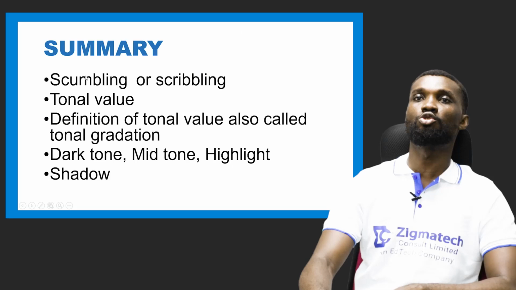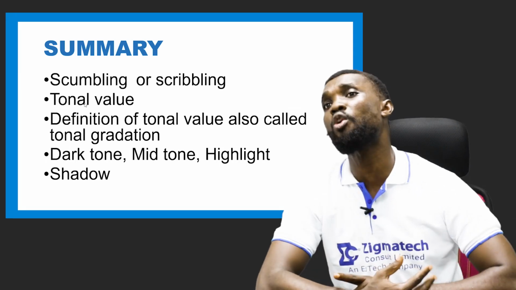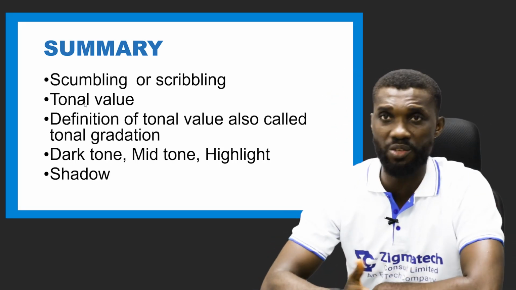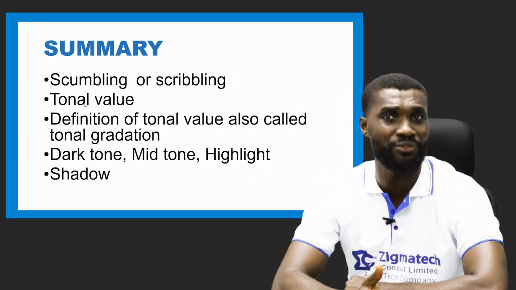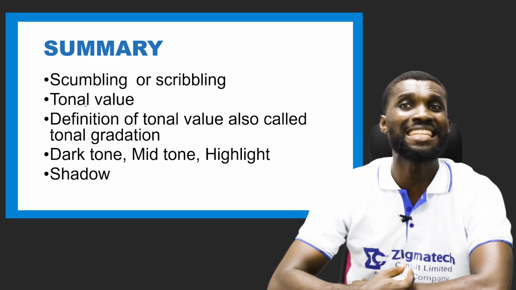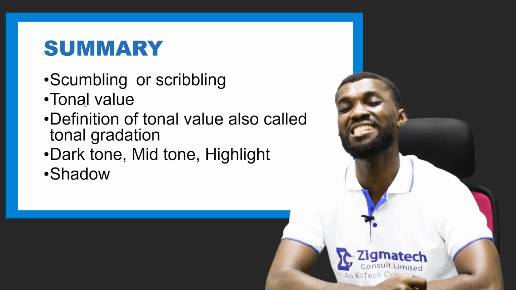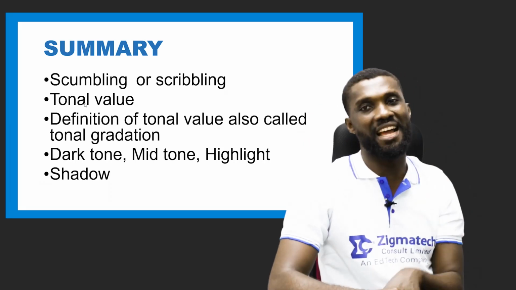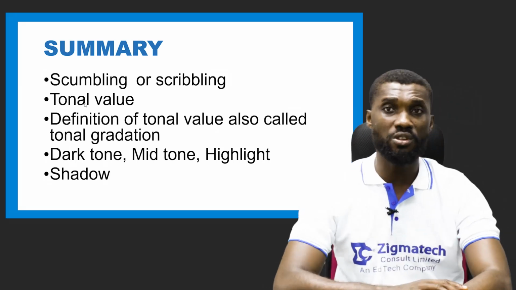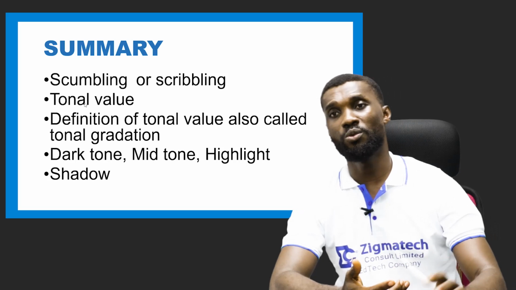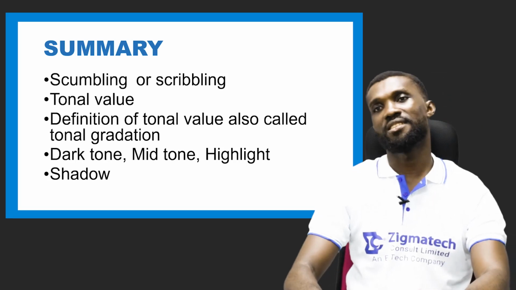Okay, now to be sure that you really understood everything we talked about so far, let's do a recap. First of all, we started with cobbling or scribbling. We also talked about tonal value, then tonal definition and the definition of tonal gradation and tonal value. Then we talked about the dark tone, the middle tone, the highlight, the shadow, the reflective light, and finally the normal light. Then I went further to show you some videos that really explain some of those things we've discussed. All right, thank you so very much.